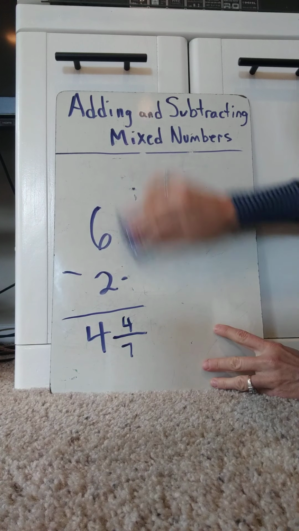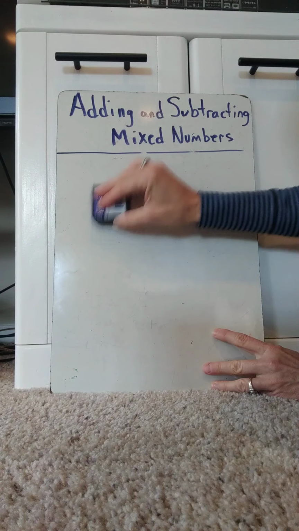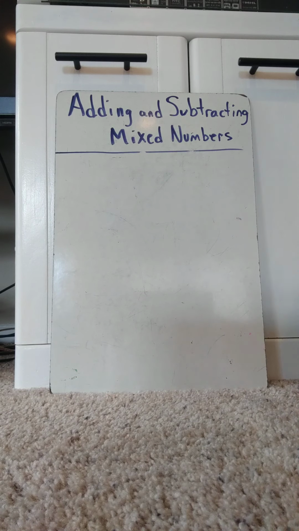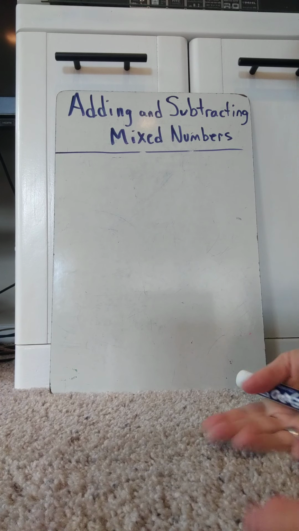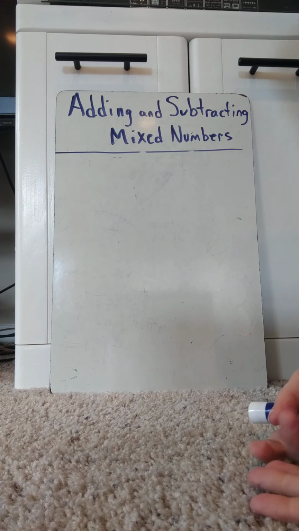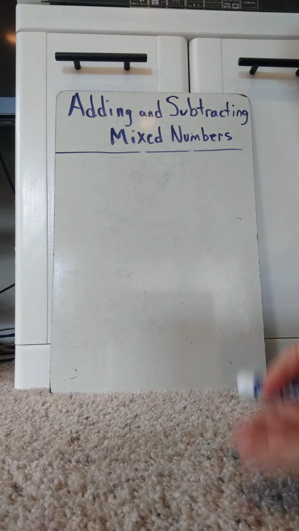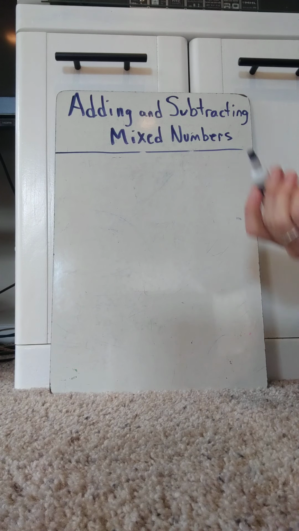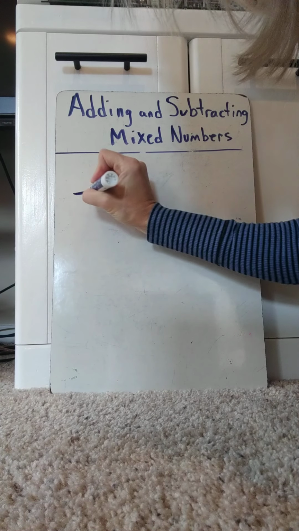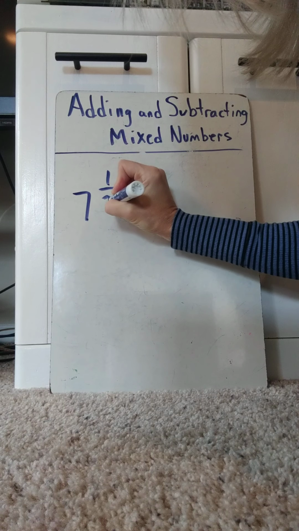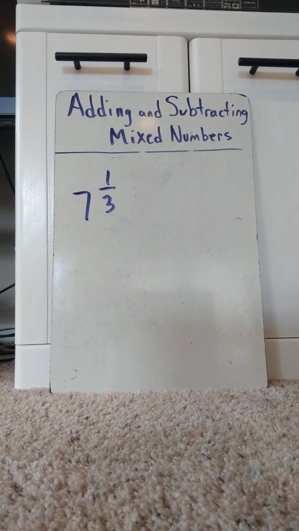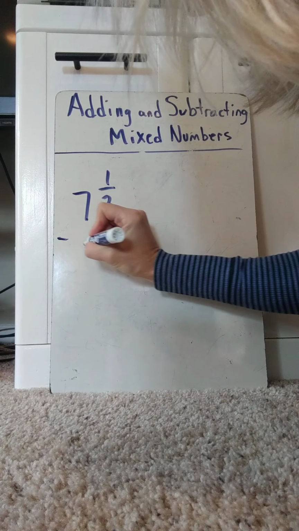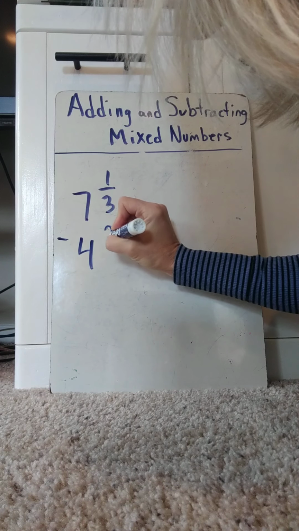Now, of course, this is not the kind of subtraction problem that's going to be on your quick check. Okay? Sometimes, just like when we subtract whole numbers, you have to regroup. Well, guess what? Fractions are the same way. Sometimes you have to regroup. And I'm going to give you an example of that, okay? So we're going to have 7 1/3 minus 4 2/3.